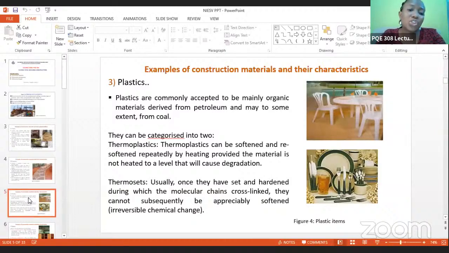So the third construction material I'm going to be talking about is plastic. See figure 4, we have different items. We can use plastic for some plates we use in the kitchen and all that. They consist of molecules joined together.